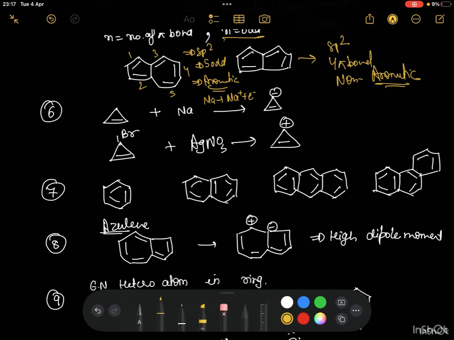Now how many bonds are there? That is sp2, and then we will form this compound. That one is sp2. And how many pi bonds are there? 2 pi bonds, one is this and one is this. So that compound is antiaromatic.